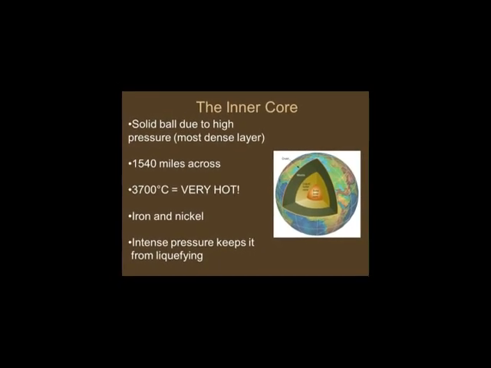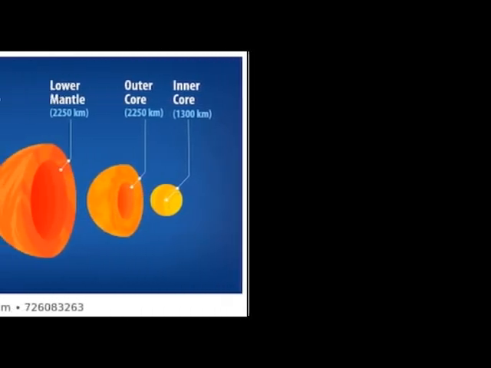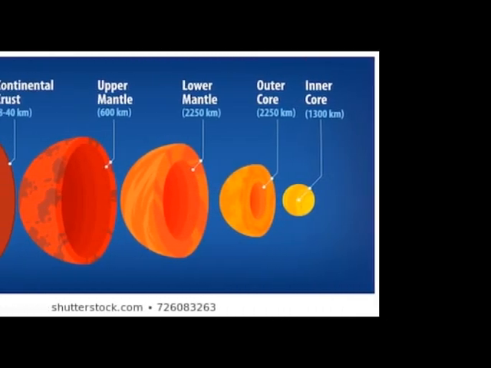Hence, the Earth from the center moving outward is made up of inner core, the outer core, the lower mantle, the upper mantle and the crust.